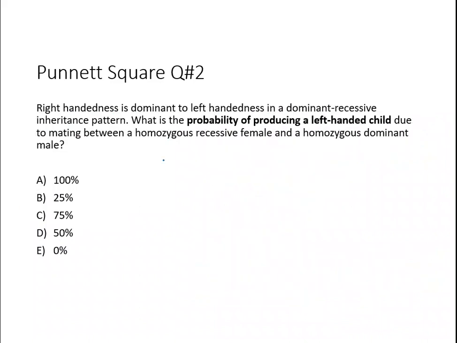Here is a second problem. You can do the same thing with the second problem. I'll let you work through that. The answer key is embedded within the presentation. Please work through it.